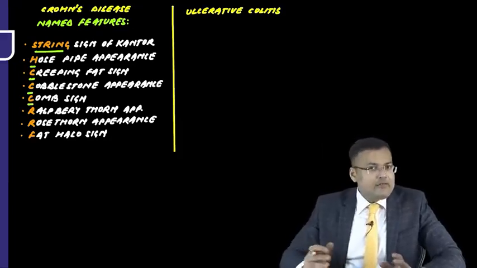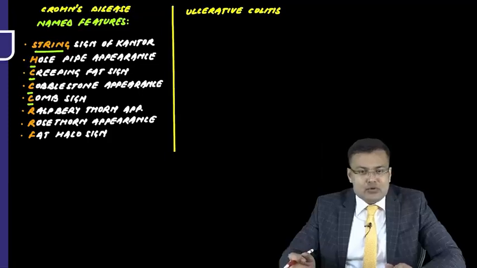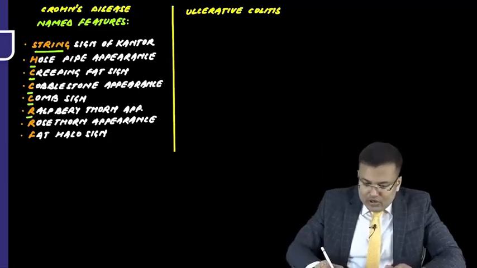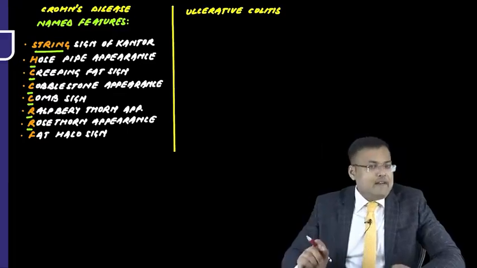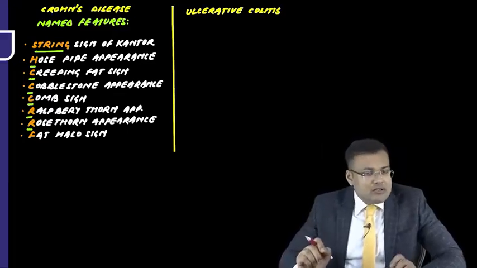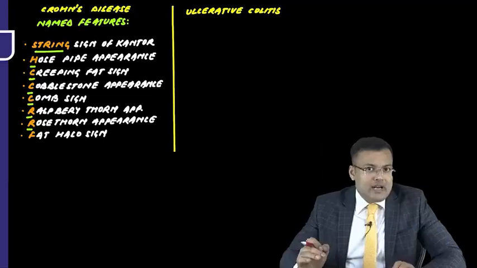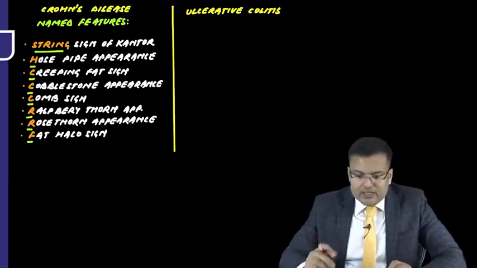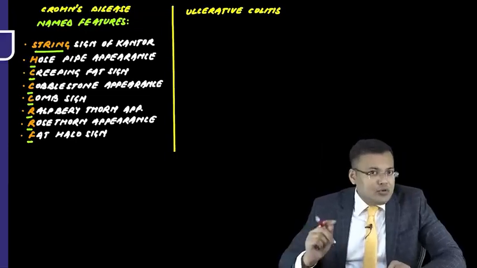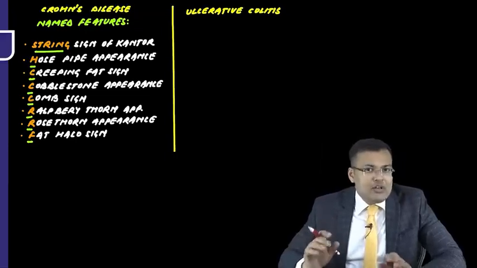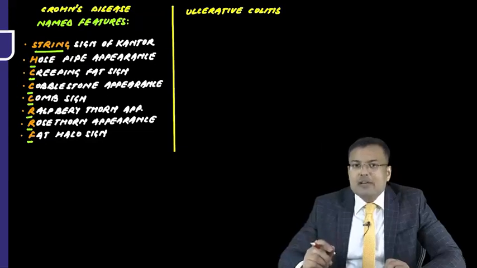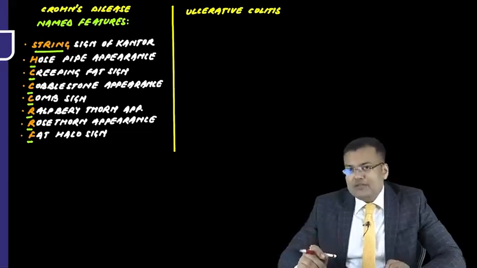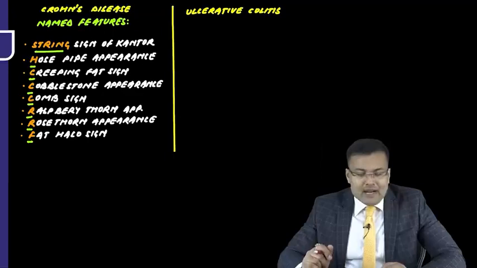Comb sign, there is vascular jejunization of ileum, that is comb sign. Raspberry thorn or rose thorn appearance: there are linear transmural ulcers or fissures, which lead to raspberry thorn or rose thorn appearance. And fat halo sign, what is this? There is low attenuation of submucosal fat around the bowel, that is fat halo sign.